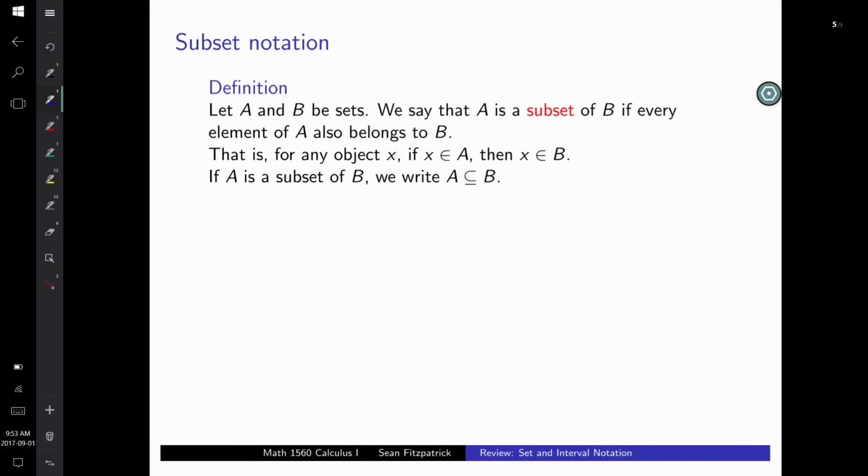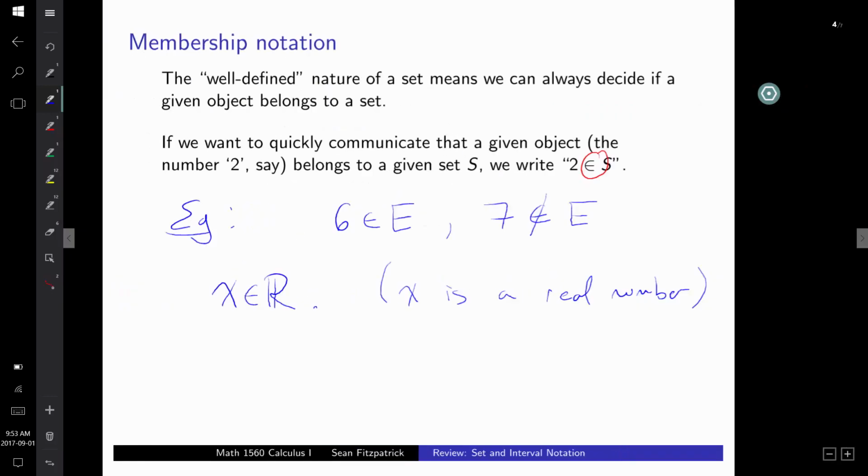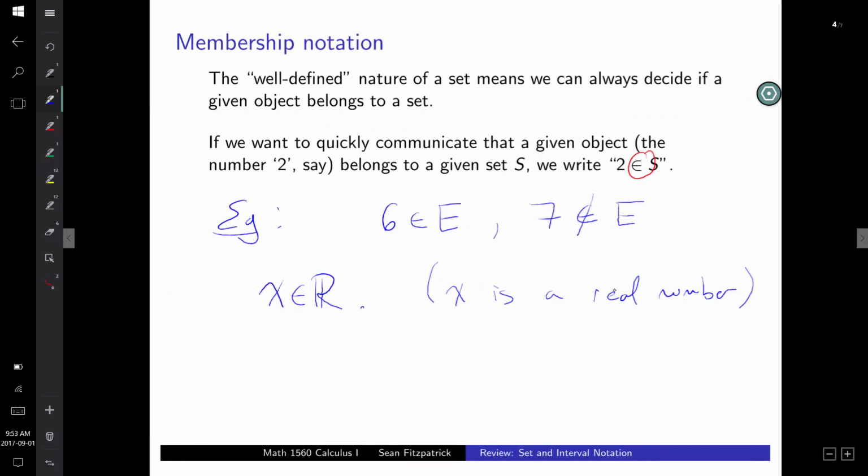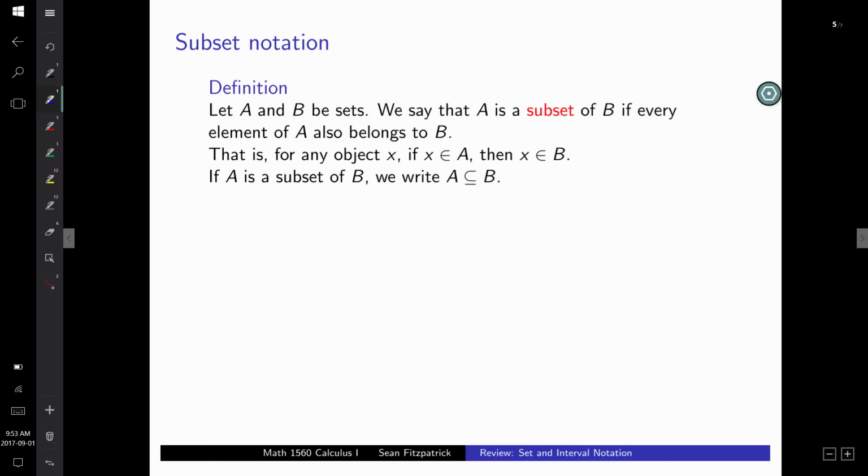Subset notation, probably not going to come up too much in the course, but I feel like I should mention it just for completeness. The element notation that we used on the previous slide is a relationship between objects and sets. 6 is an object, E is a set containing that object. The subset relation is a relationship between two different sets, and this is the symbol that we use if we want to tell you that everything belonging to one set is also in another set.